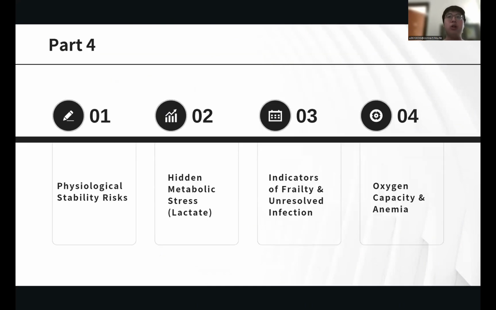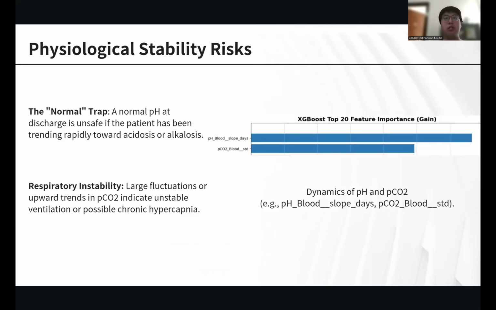Now, this brings us to our core insight, normal trend. A patient might look stable on paper, but if their trend line is crashing, the model knows they are in danger. We group these risks into 4 categories. First, physiological stability. The model sees that a normal pH at discharge is unsafe if the patient has been trending rapidly towards acidosis. Similarly, high variability in PCO2 indicates the patient is struggling to maintain respiratory stability.